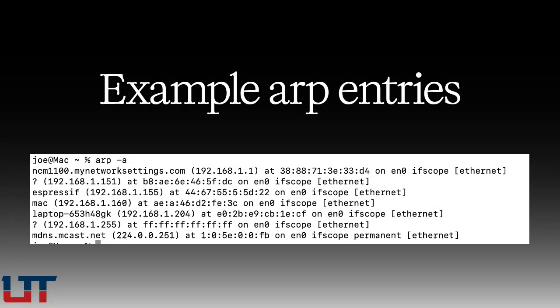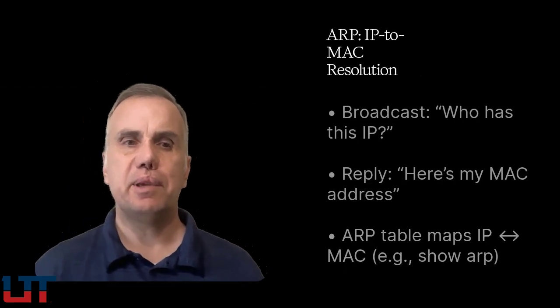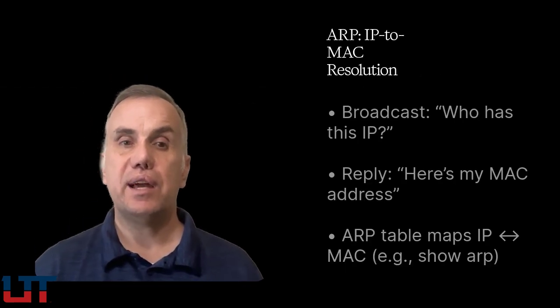ARP stands for Address Resolution Protocol. When a device knows the IP address it wants to reach, it still needs the MAC address to deliver the Ethernet frame or packet at the local network level. ARP broadcasts a question: who has this IP address? The device with that IP responds with its MAC address.